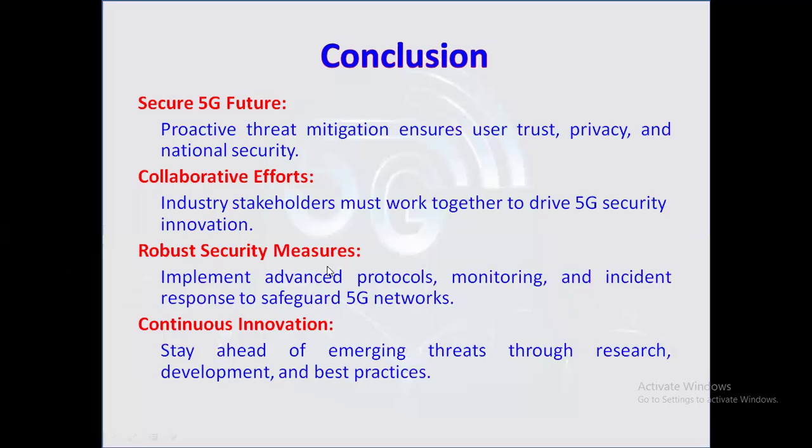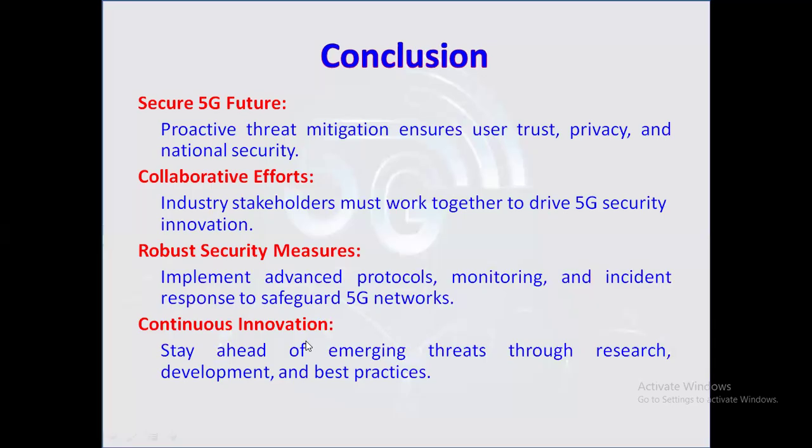Next, robust security measures. Robust security measures are crucial to safeguarding 5G networks. Advanced protocols such as encryption and authentication prevent unauthorized access. Real time monitoring and incident response strategies quickly detect and mitigate threats. Regular security audits and penetration testing ensure network resilience.